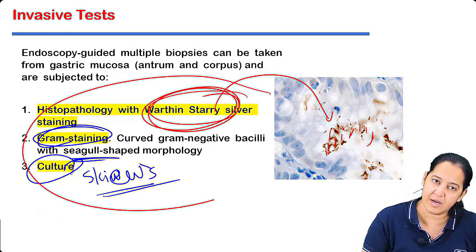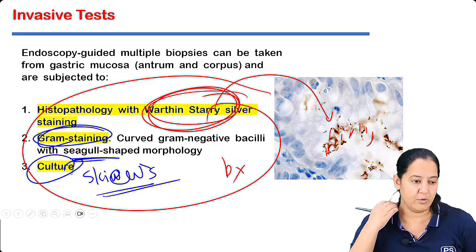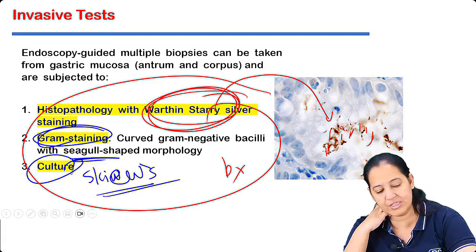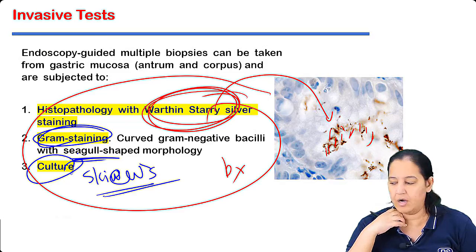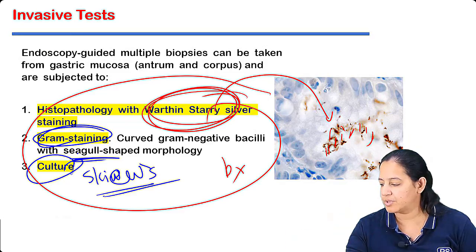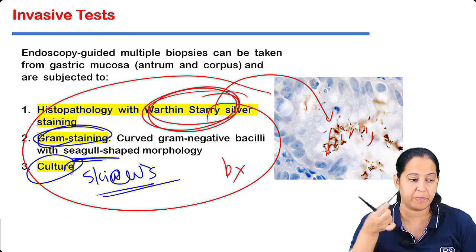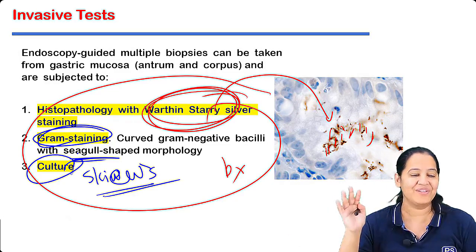We are doing these three things on the biopsy. On what are we doing all three things? All three things we are doing on the biopsy.